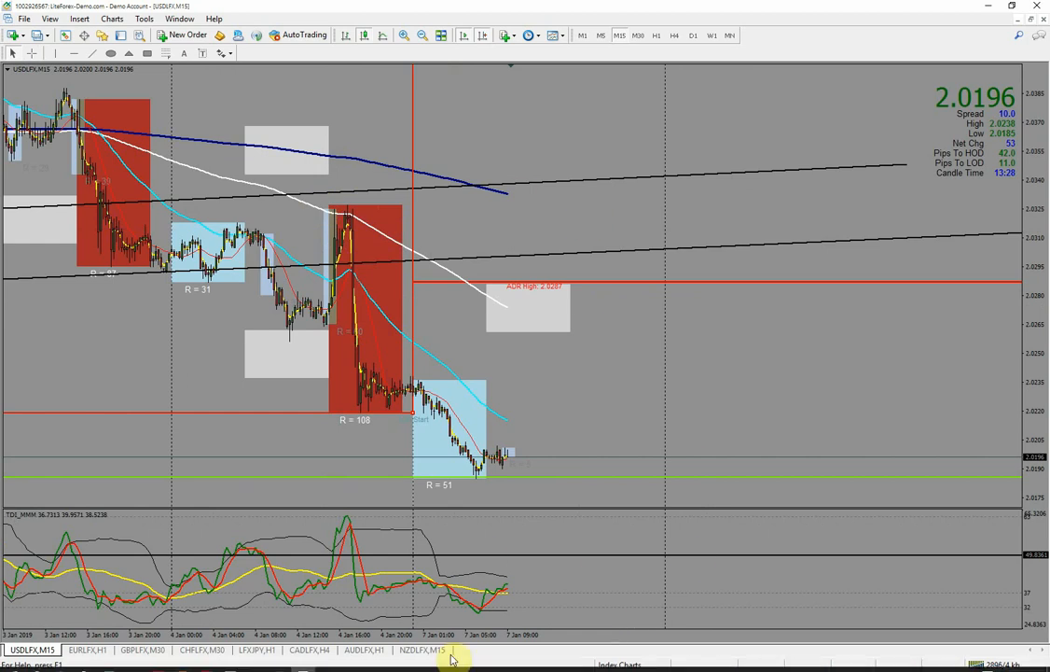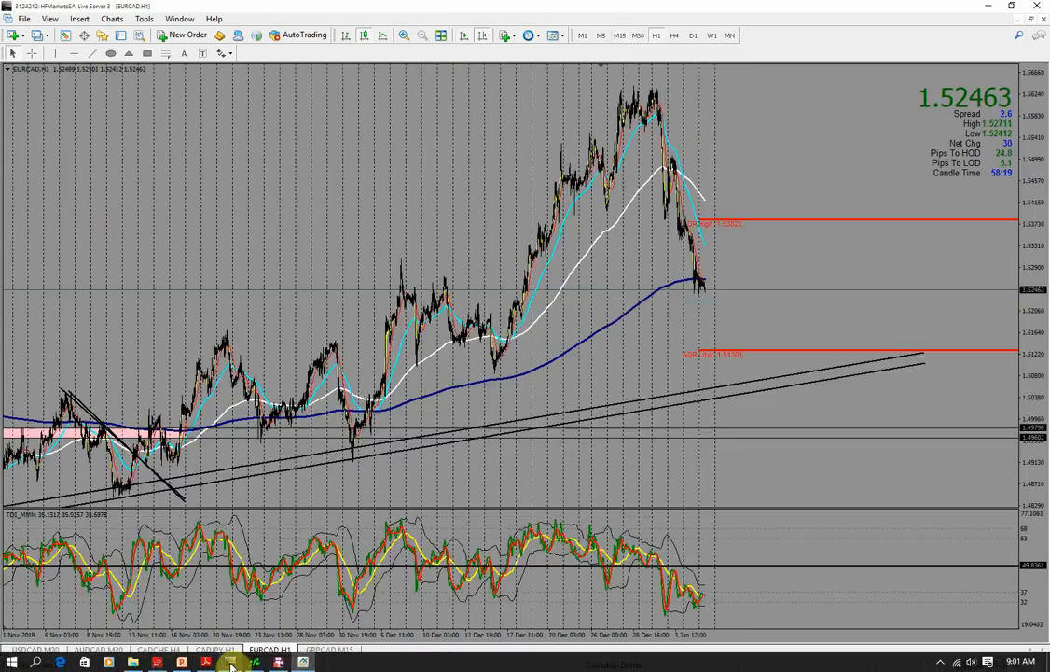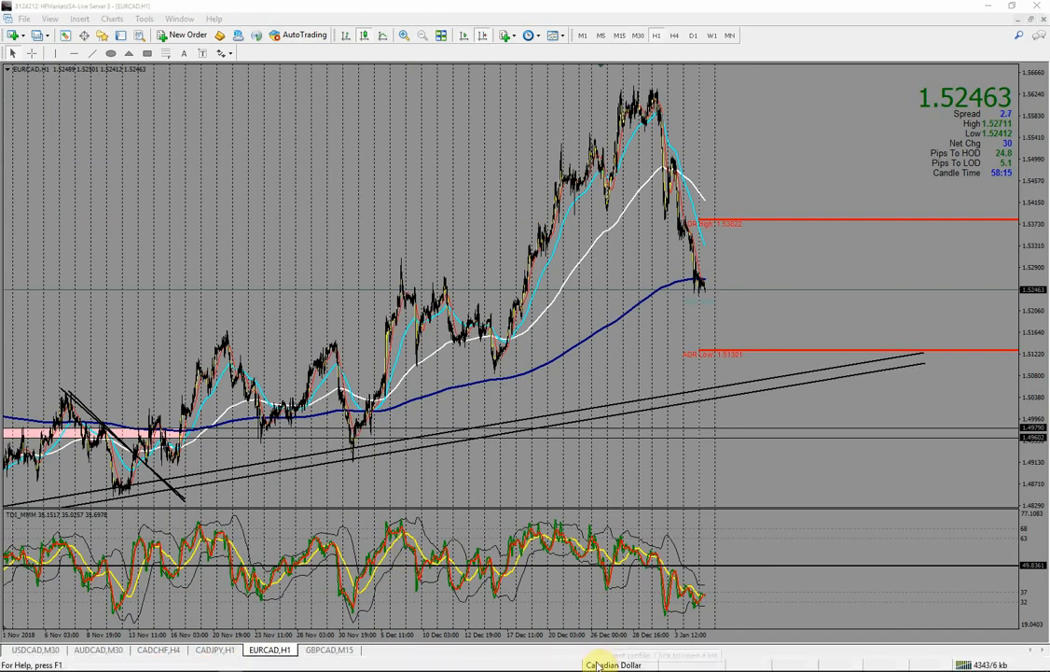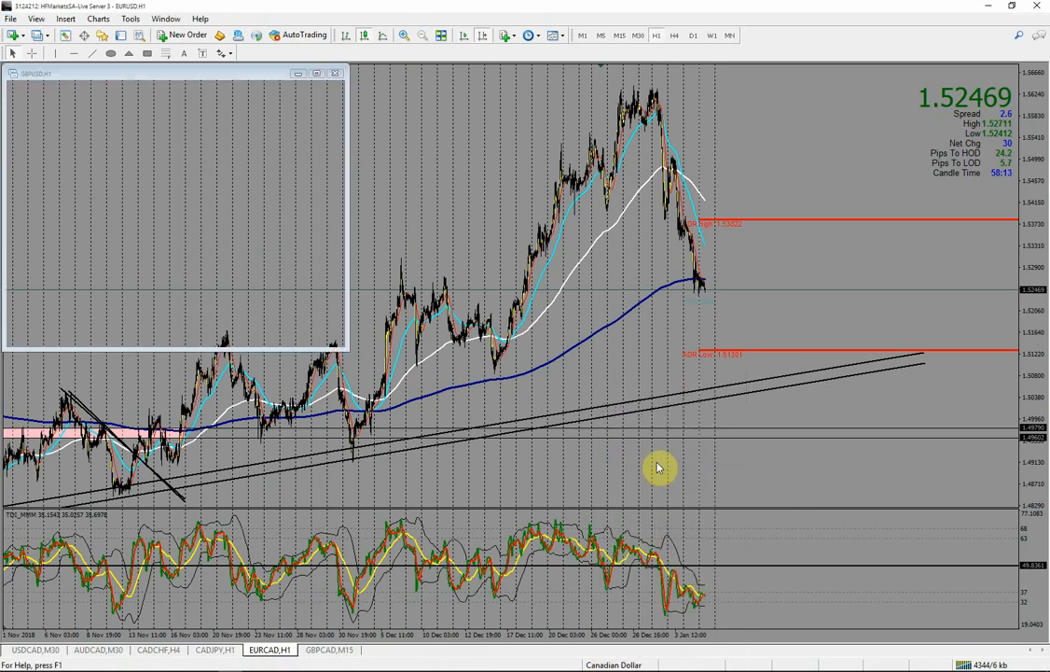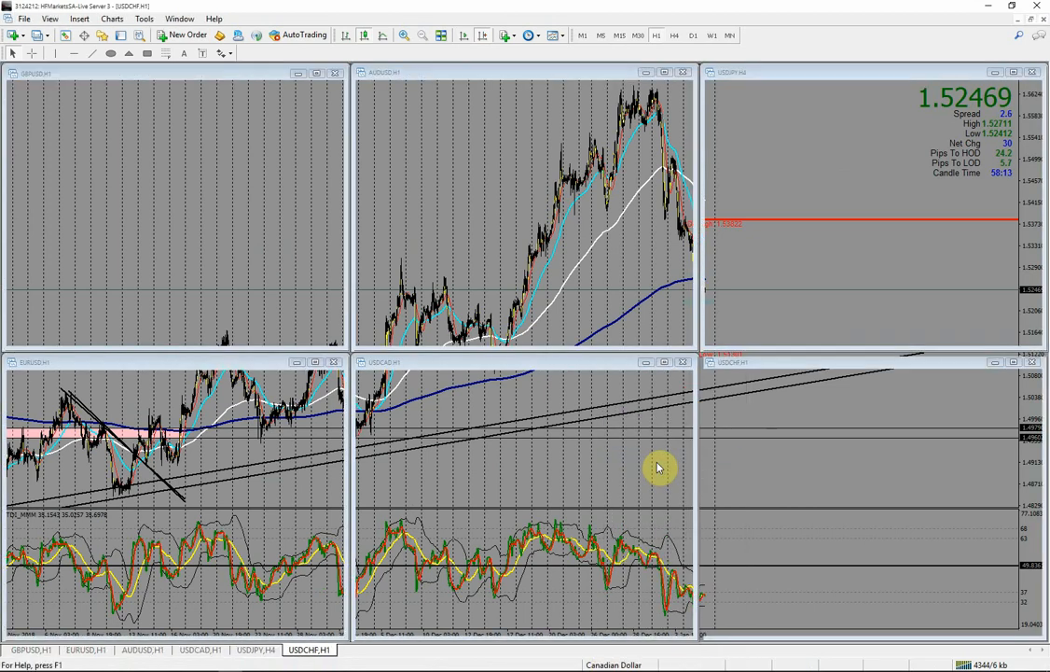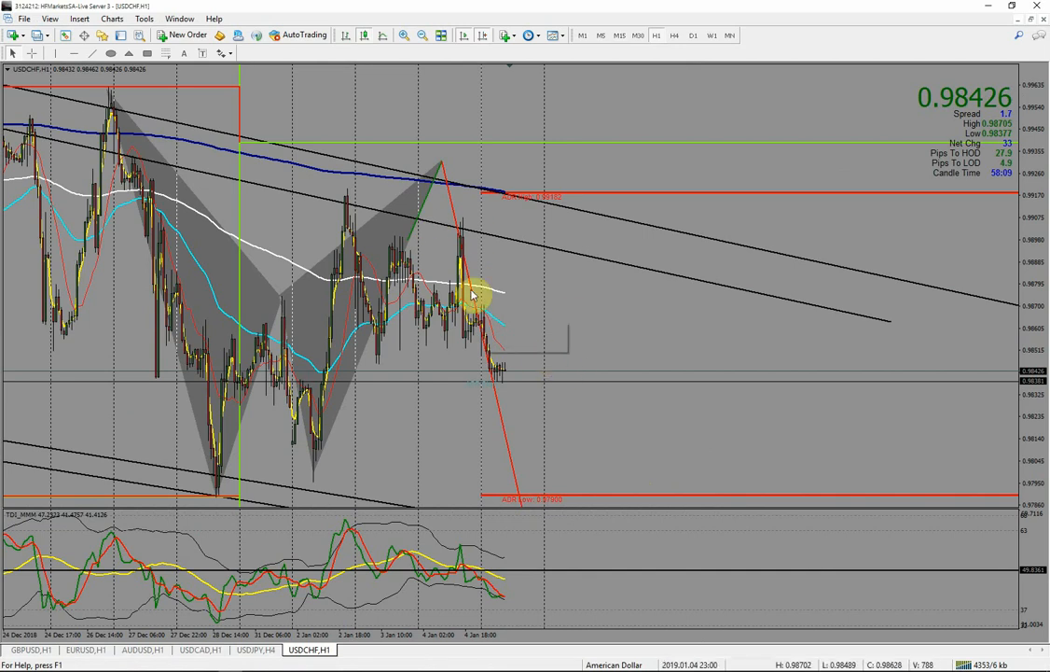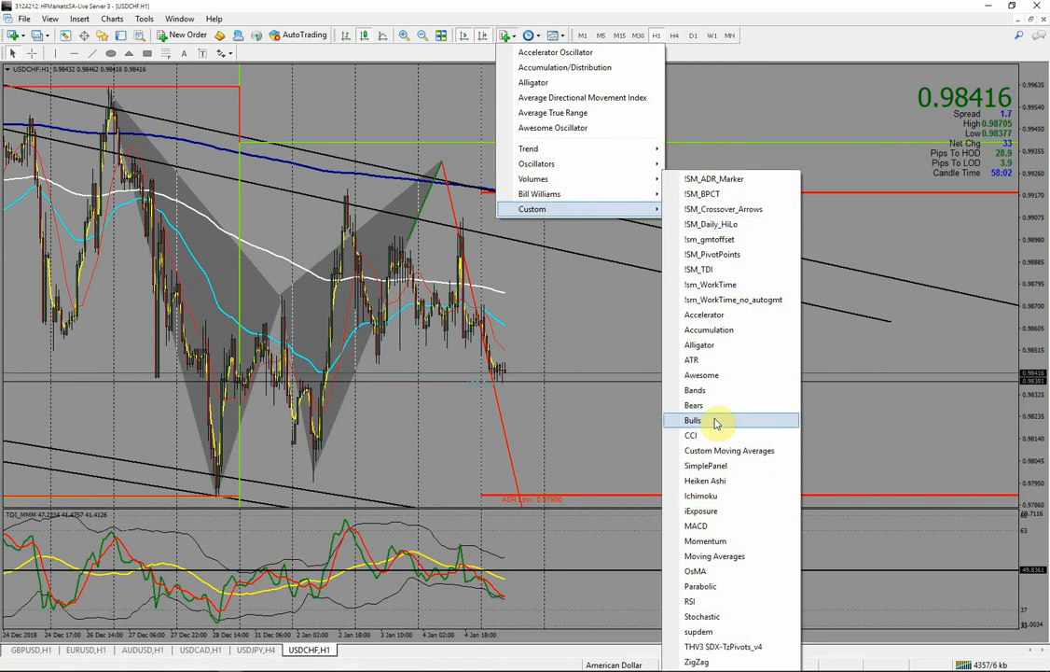So let's go to the dollar profile. Let's open that. Let's go to the dollar and open it across the board. Okay, this was Friday, right? So let's just open there.